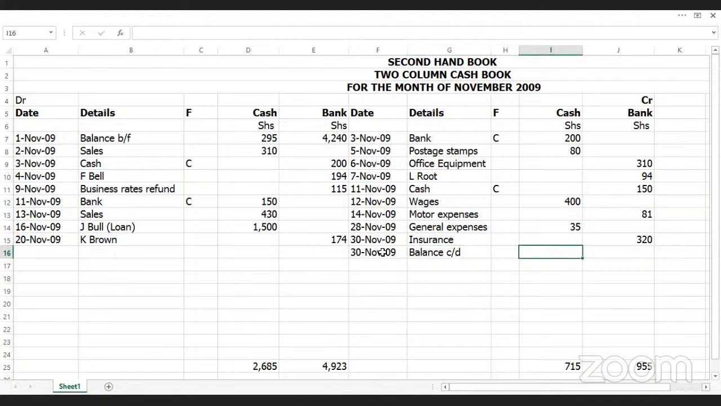Now, what is the balancing figure? Because your debit side is bigger, for cash and bank, you get your total cash on the debit minus the total cash on the credit. That will be 2,685 minus 715, which gives us 1,970. Members, confirm that figure. Is that your balancing figure? Yes, it's correct.